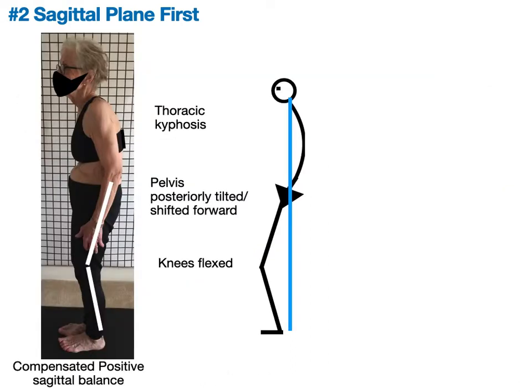Here we can see a positive sagittal balance, but using a compensatory mechanism: flexing the knees, posteriorly tilting the pelvis, and shifting the pelvis forward. Compensatory strategies are often the result of trying to stabilize hypermobile segments in a degenerative lumbar spine.